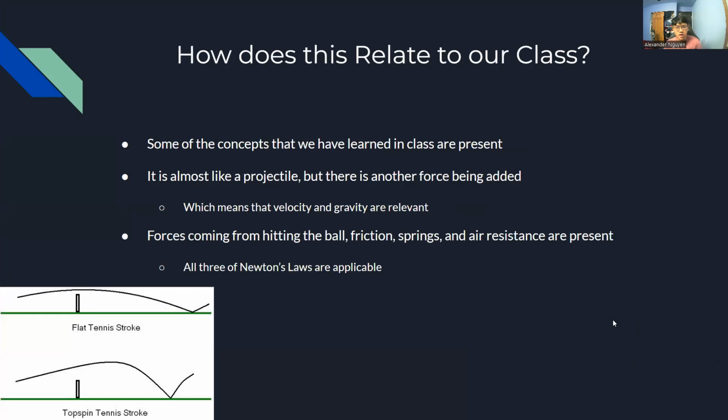So, how does this relate to our class? A lot of the concepts within our class from kinematics, forces, and energy all apply here. So the ball being hit is basically a projectile, except there's another force being added on it. It's not just gravity pulling it down. There are also forces from when the ball is actually hit: springs, friction, springs because the ball is basically a spring and it compresses. Air resistance is present as well. However, it's negligible in our class and in this presentation as well.